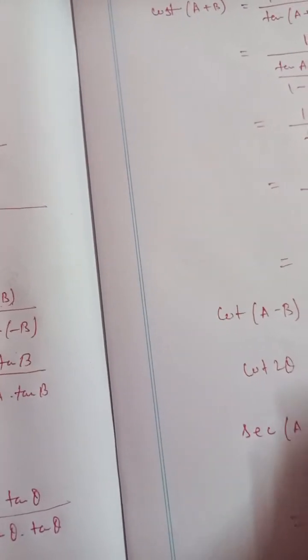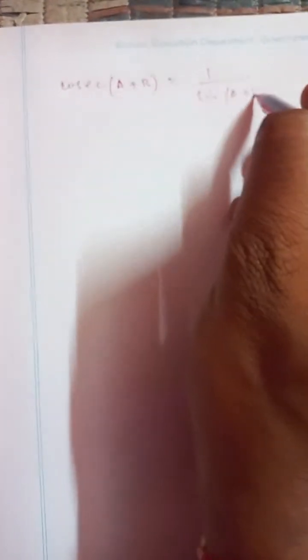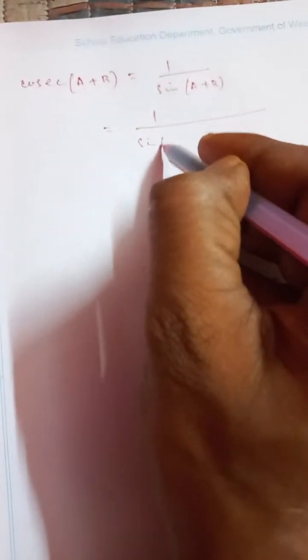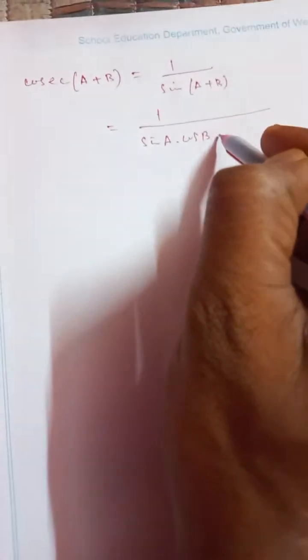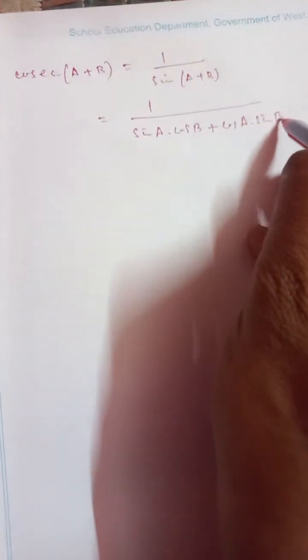And if we try to find out cosec(A plus B), this will be 1 by sin(A plus B). This will be 1 by sin A cos B plus cos A sin B.